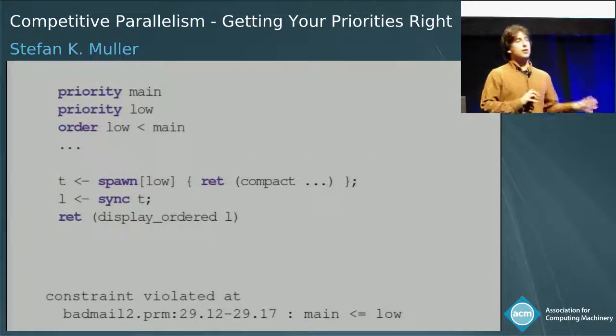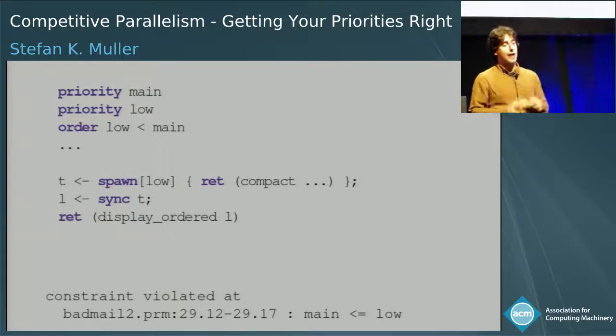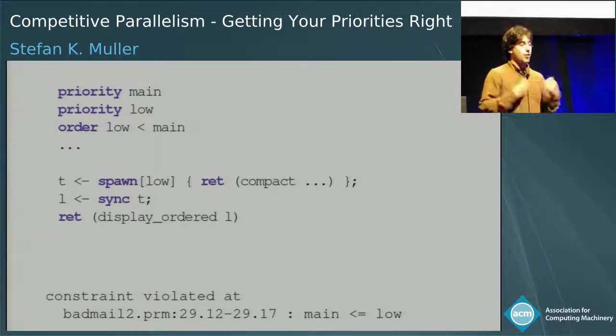So here's where we can actually create a priority inversion. If you are a high priority thread at, say, priority main, and you try to synchronize on a low priority thread at priority low, as this code does here, that is a priority inversion and should be ruled out by our system, and indeed it is. We'll get the type error that in order for this code to be correct, we would have to have the constraint that the priority main is less than or equal to low, and we've specified that that is not the case, so this constraint is violated.